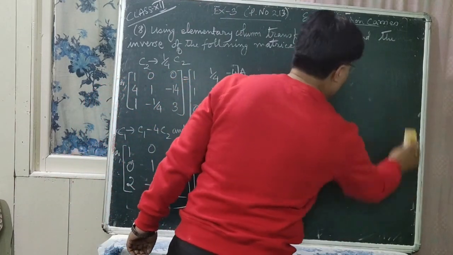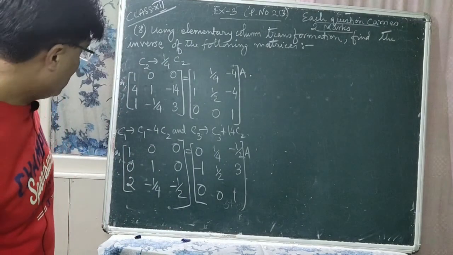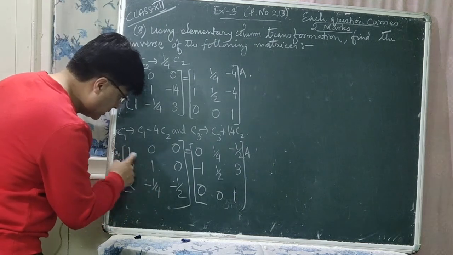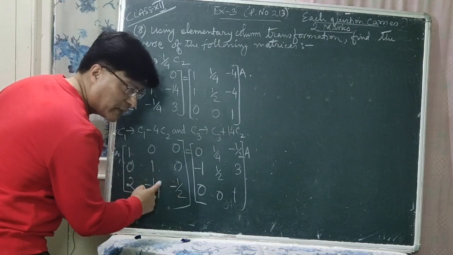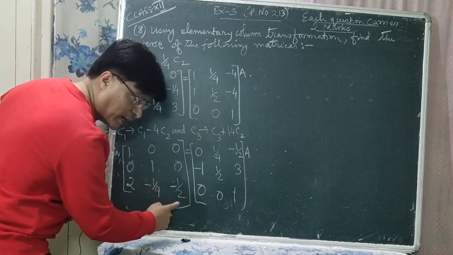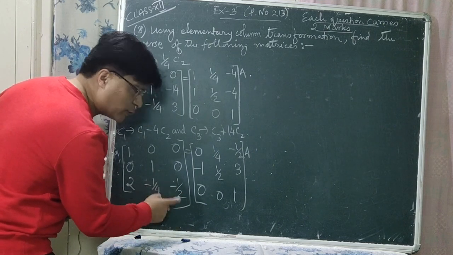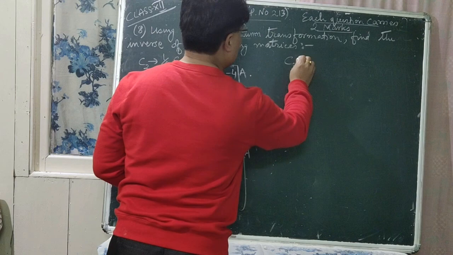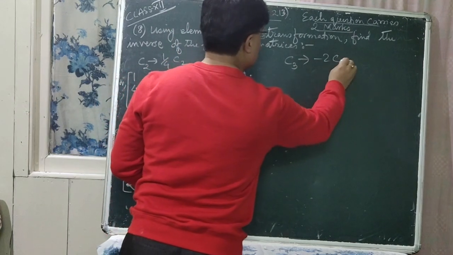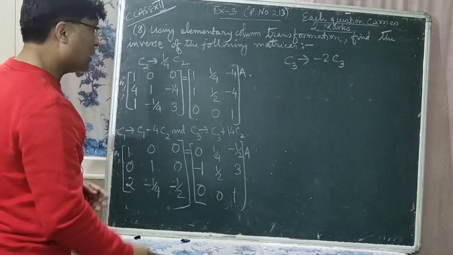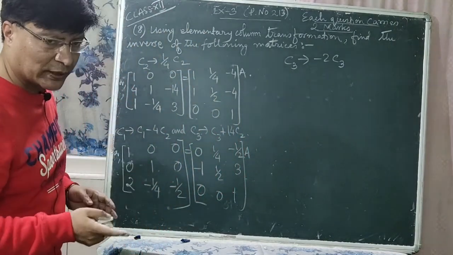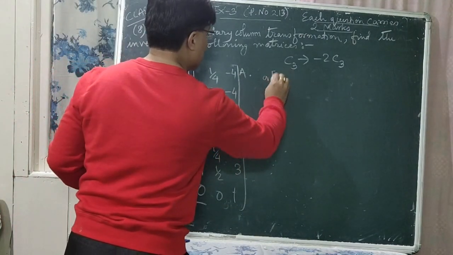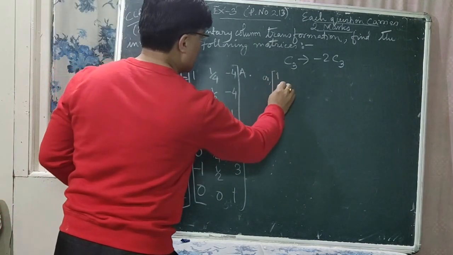So now again you have to use the property here. So we have made these two elements 0. So now in the leading diagonal, the third element is minus half. So now you should make it plus 1. How can you make it plus 1? Minus half should be multiplied by minus 2. That means column 3 is changing now. So how does it change? C3 arrow minus 2C3. Is that clear? So now column 3 is changing. How does it change? Minus 2 into C3. So all the elements in column 3 should be multiplied by minus 2. And all other columns, that is column 1 and column 2, remain the same. It is 1, 0, 2.